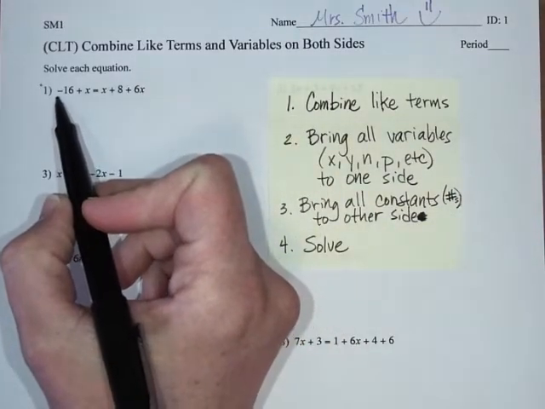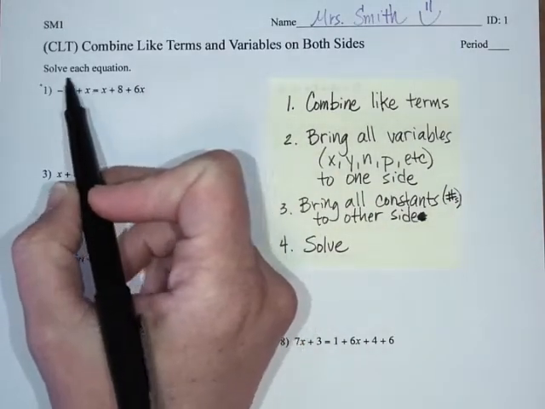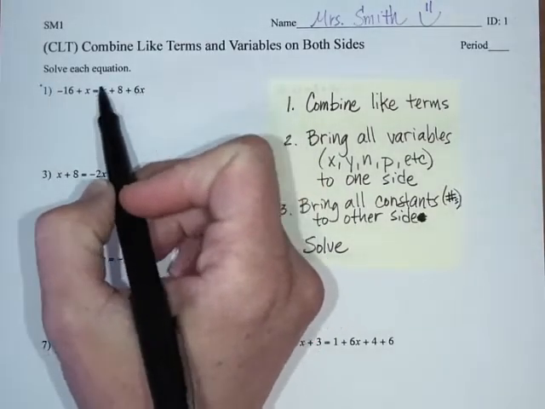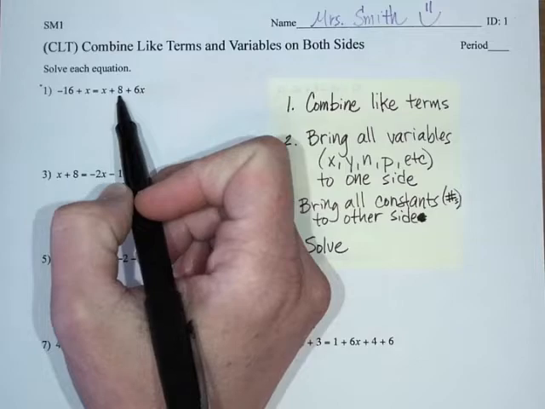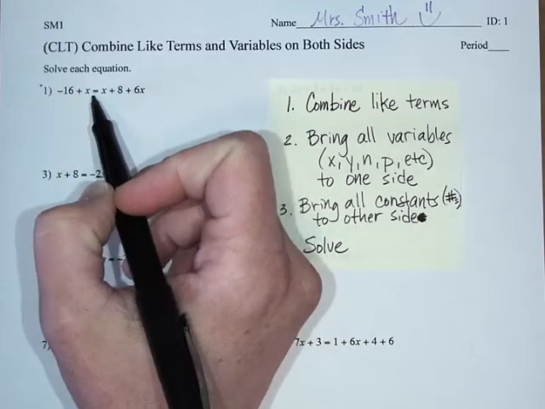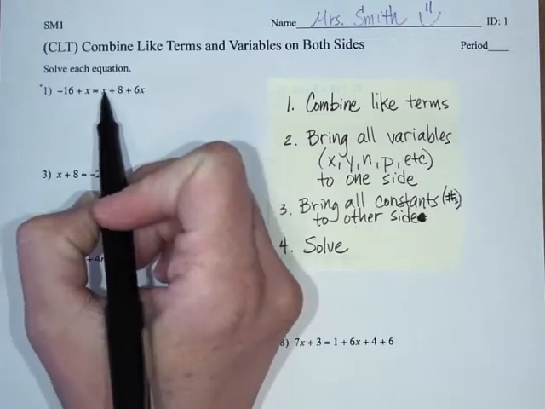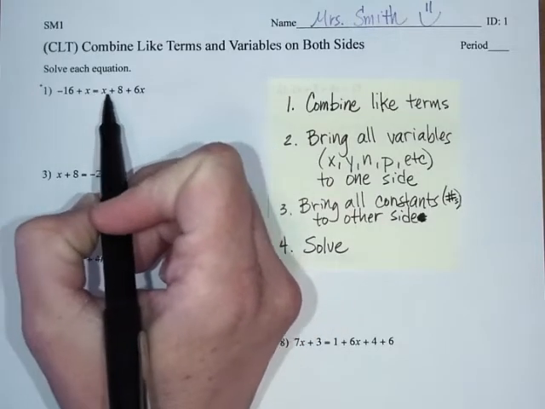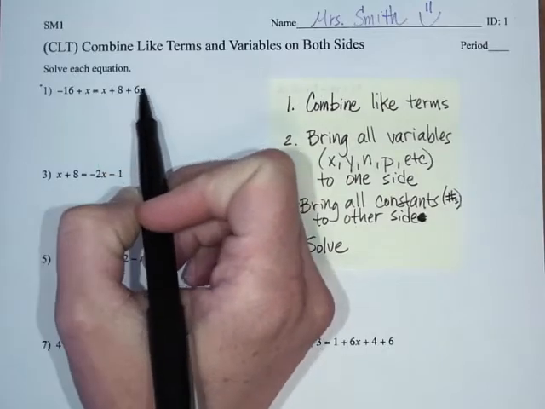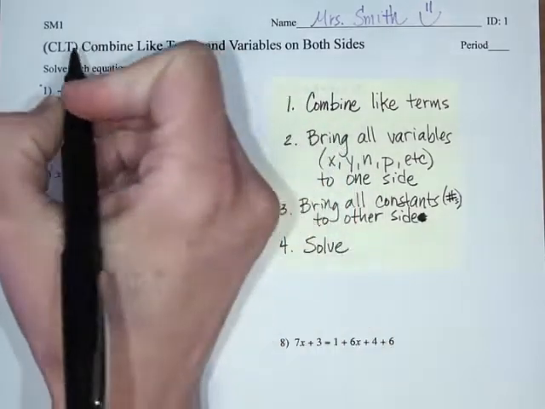It looks like we've got a negative 16 and an x on the left-hand side of the equal sign. And then on the right-hand side of the equal sign, we have x, 8, and 6x. So the only thing we can combine here is on the right-hand side. What are our like terms on the right-hand side here? That's right, our x and our 6x. So let's go ahead and combine those together.